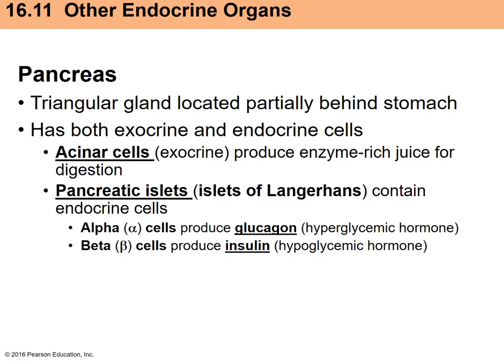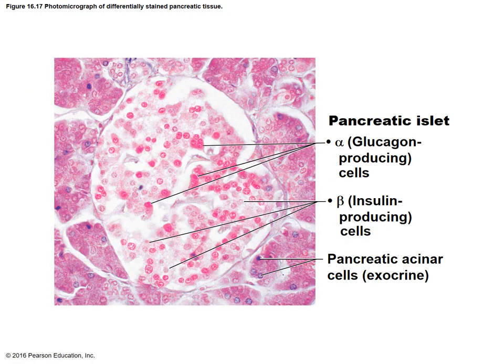And then it contains what are known as the pancreatic islets, or the islets of Langerhans. Those are subdivided into alpha cells and beta cells. The alpha cells produce glucagon, and the beta cells produce insulin. So those are the two hormones that are produced. And in this histology slide, you can see the different cells associated in the pancreas.